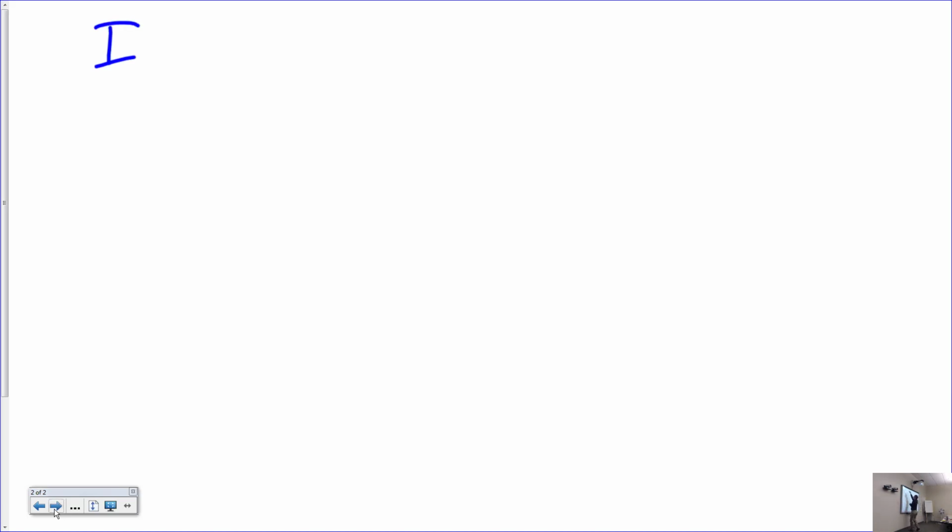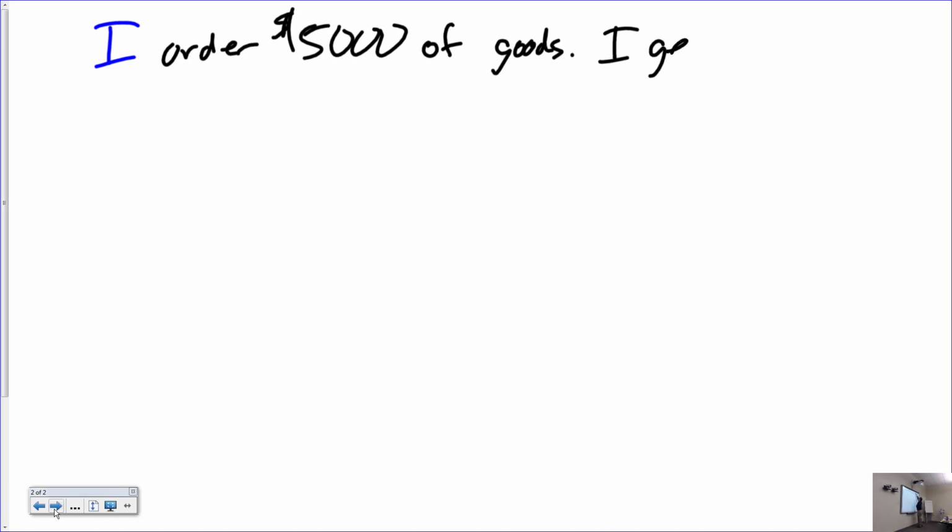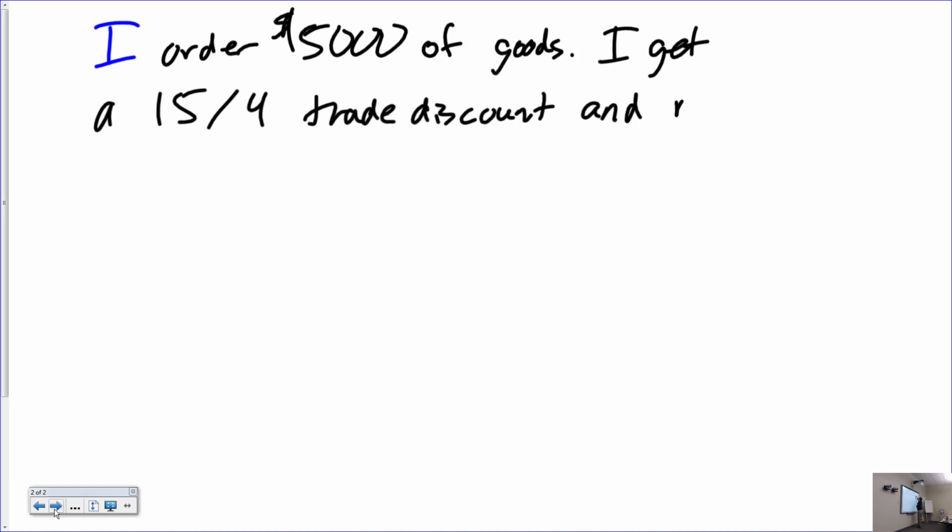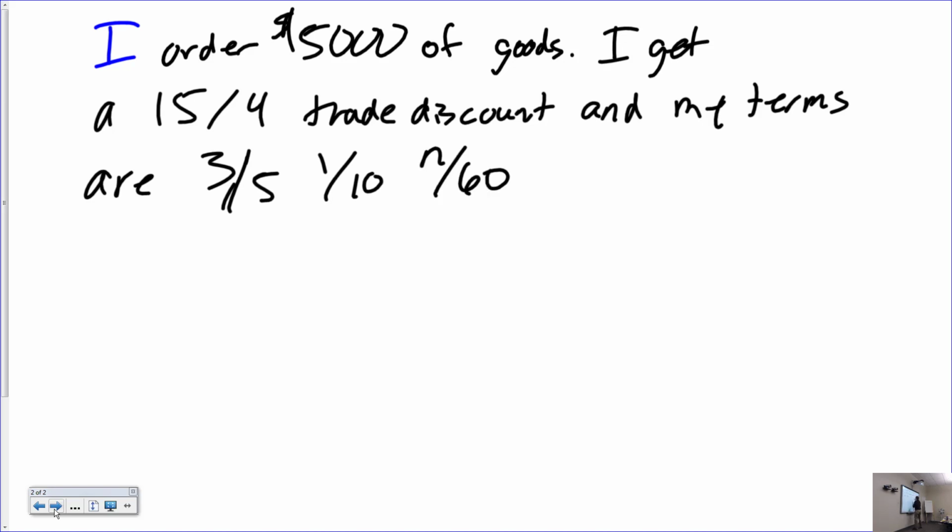Okay, so I order, let's keep the number relatively simple, $5,000 of goods. Let's suppose that I get a 15/4 trade discount. And my terms are, let's say, 3/5. Suppose I get really good terms. 3/5, 1/10, N/60.